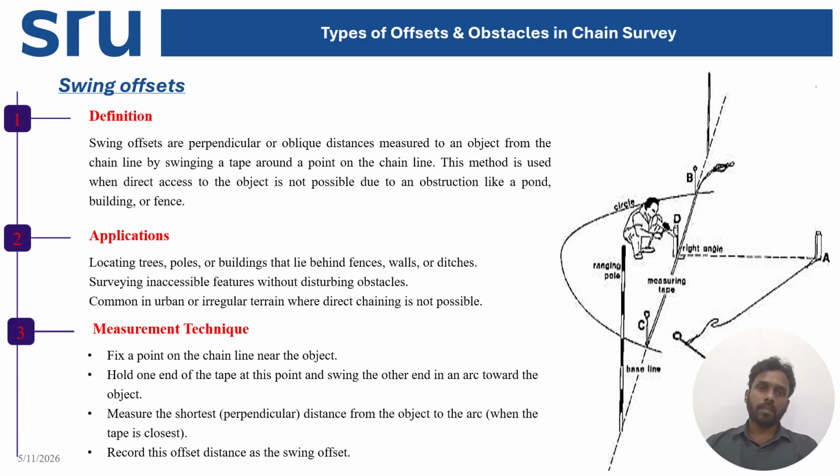So next, swing offset. So this is a rarely used one. The swing offset is a perpendicular or oblique distance measured to a subject from a chain line by swinging a tape around the point of a chain. You can see here, there is a point, and this is your major survey line. An arc is drawn across the survey line, and from that point there is a 90 degree, so the object which is located on any of the strings is easily marked. So this kind of marking of existing features of land which is near to a survey line is called a swing offset.